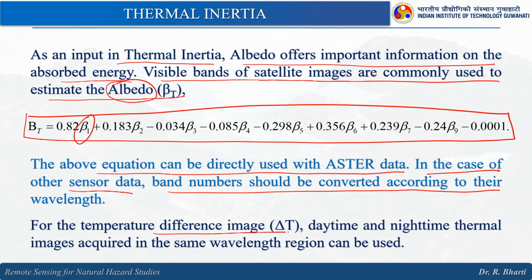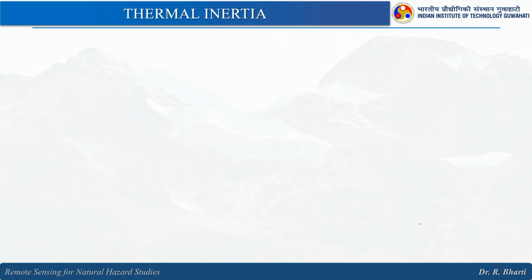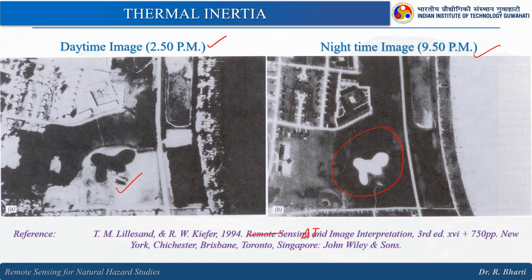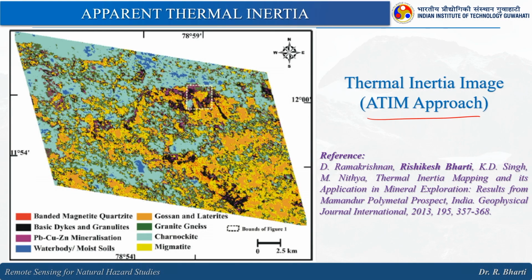For the temperature difference, daytime and nighttime thermal images acquired in the same wavelength region can be used. So, this is one example, daytime at 2:50 p.m. and nighttime at 9:50 p.m. You can see during the daytime thermal data you have different information, at night time you have different information, and when you subtract them, you will get the delta T. So, using this particular concept, apparent thermal inertia was derived. There were two approaches used in this particular work: one is the ATIM approach, another one is the lookup table approach.